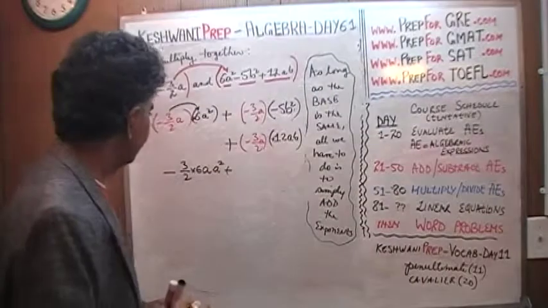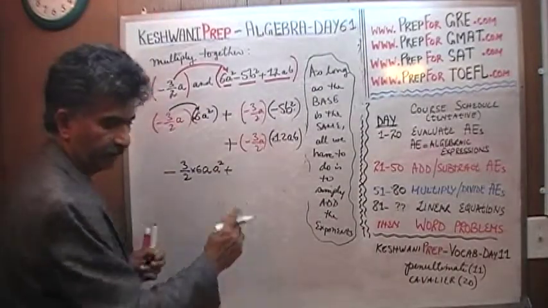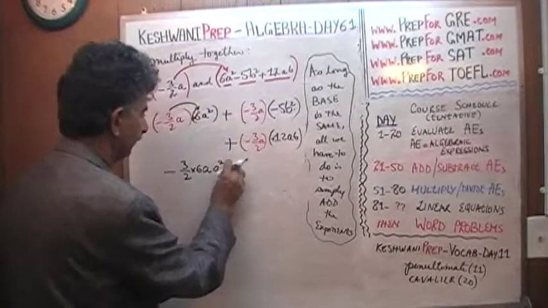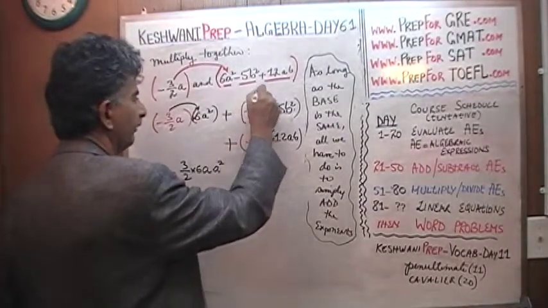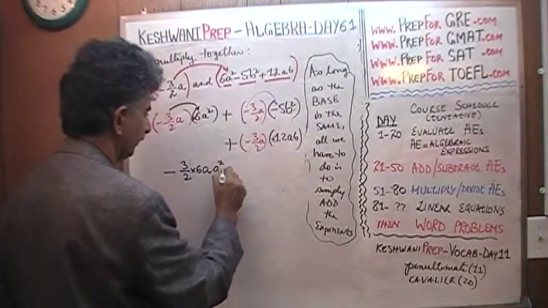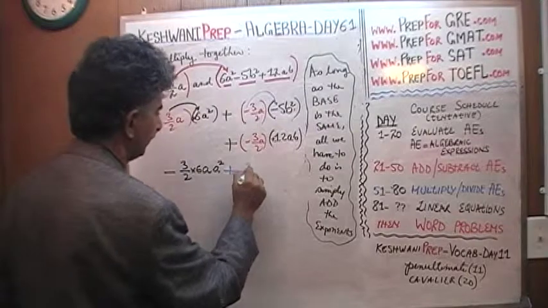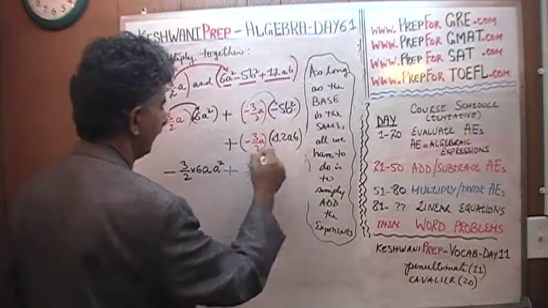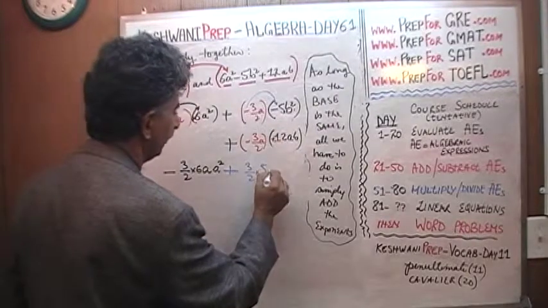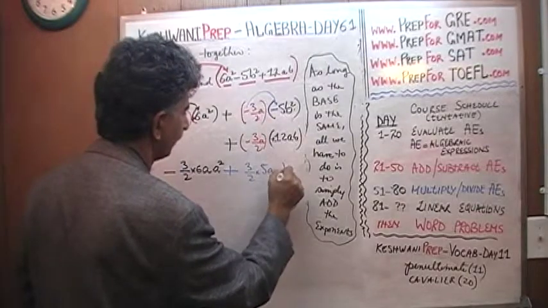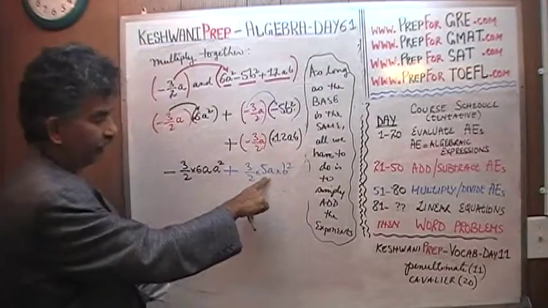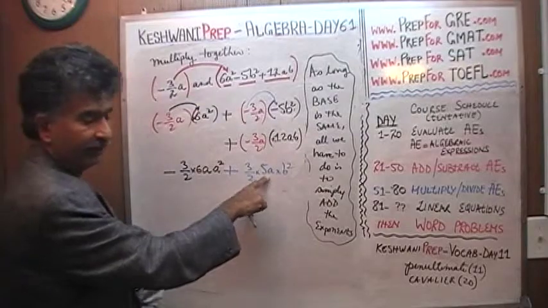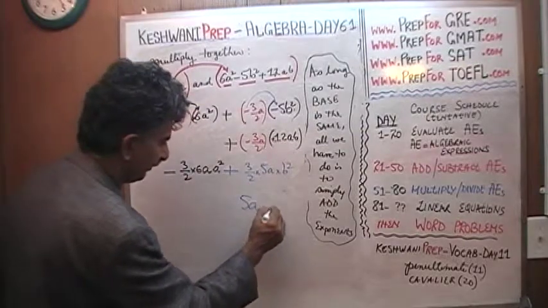I already put a plus here without actually knowing whether or not it's going to turn out plus. Besides, it's going to need a different color. Negative times negative is positive, so it is plus. And then we have 3/2 times 5, and then a times b squared. Now, because there is no multiplication sign here between 5 and a, it does not make any difference. This is same as this.